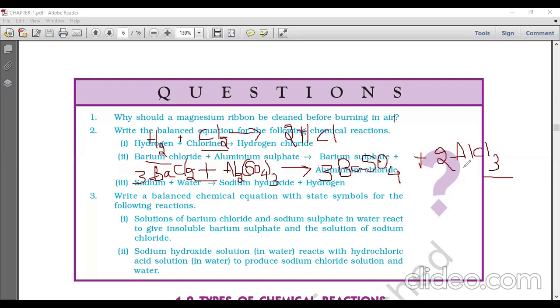So 3 2s are 6. It is balanced now. Now coming to aluminum. How many atoms do you have? Left side 2 and right side also 2. So it is balanced. Now come to sulfur. How many do you have? You have sulfur 1 here, and 1 here.